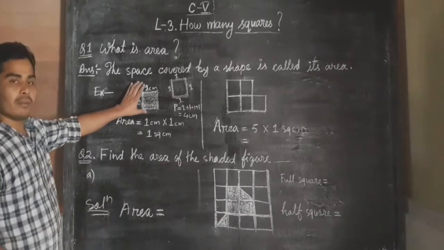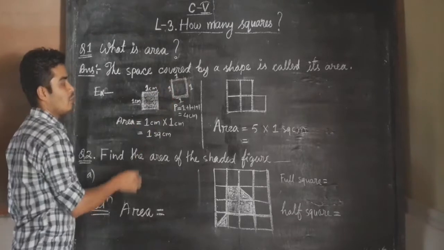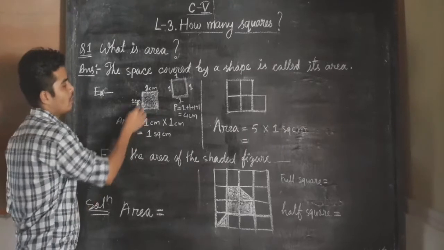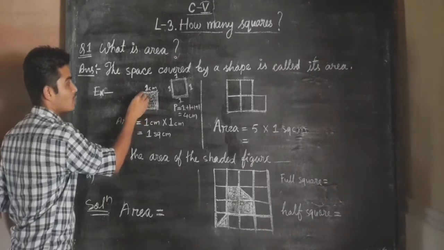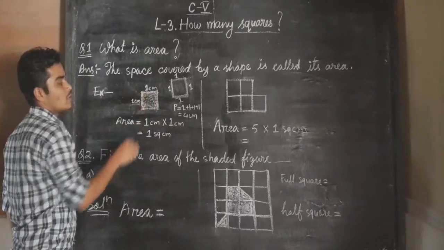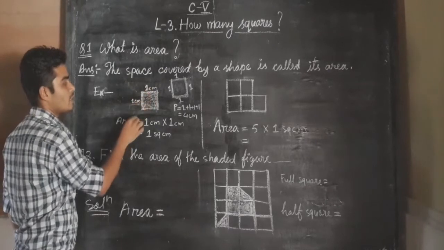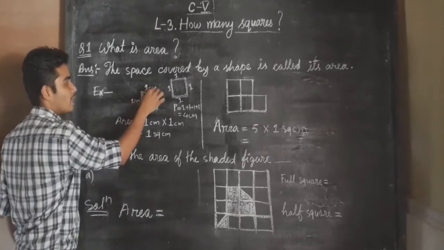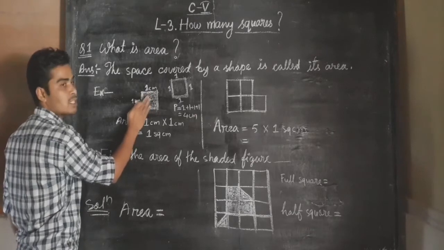But for finding area, what should we do? We should not find the boundary length. We should find the inside part, how much space it is covering. You can see this square is covering this much part. For finding the inside space, we always need 2 sides. This side is 1 cm, and this side is also 1 cm. If we multiply both sides, we will get the inside space of this square.